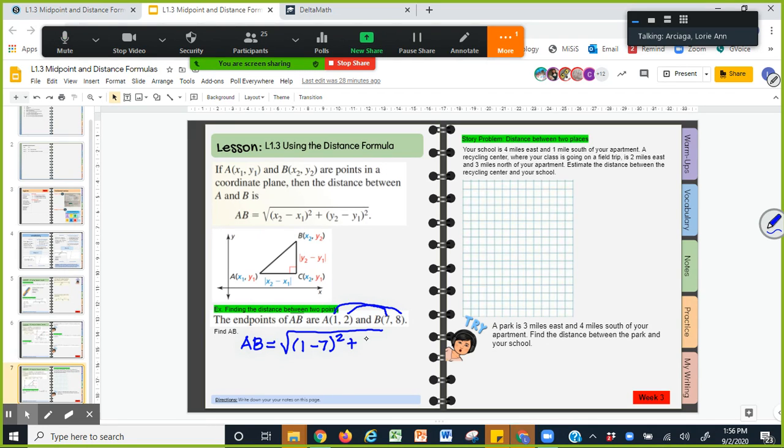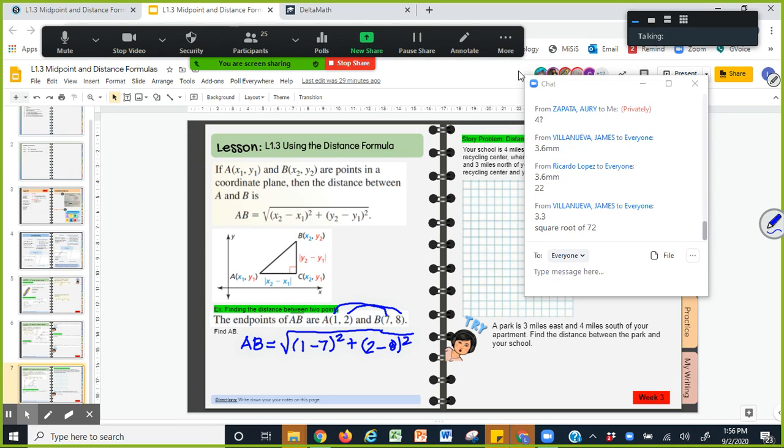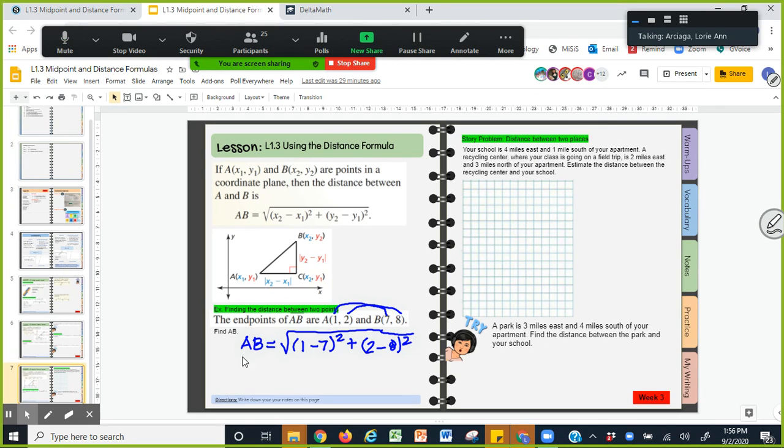So plus, okay, let me finish this and then I'll look at the chat. 2 minus 8 and then squared. Square root of 72, which you can further simplify, James, because that's not in simplest form. So going back here, we get AB equals negative 6 squared, which is 36. And then 2 minus 8 is negative 6 again. When you square it, it's also 36, which gives us what James got, square root of 72, right?